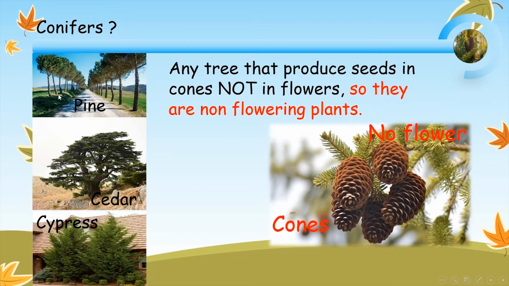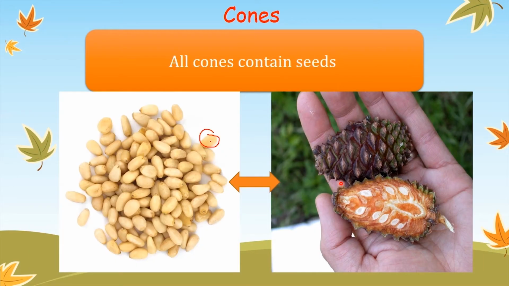Look at this tree. This is the pine, and this is the cedar. This is the cypress. These are the main three examples of non-flowering plants or conifers. These are the cones of the pine tree. What is the role of the cone? In fact, the cones contain the seeds of the conifers. These are the seeds of conifers, and they are located in the cones.